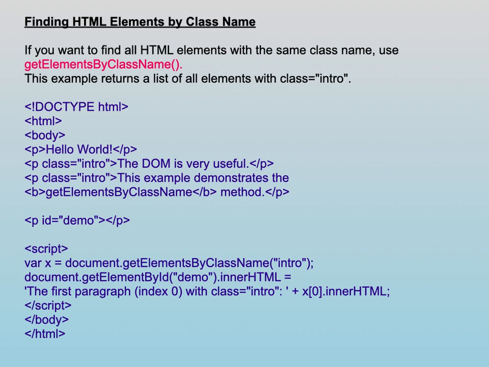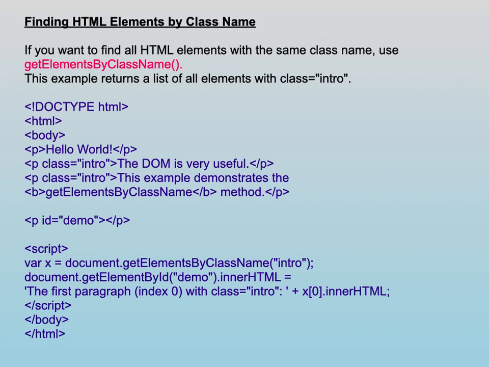Now we will see another example, finding HTML elements by class name. If you want to find all HTML elements with the same class name, use the getElementsByClassName method. This example returns a list of elements with class equal to intro. In our HTML code, followed by the html and body tags, we have 4 paragraph elements. The first paragraph element content is hello world, followed by 2 paragraphs with class name equal to intro and the contents are different, and the fourth paragraph is set with an id demo.